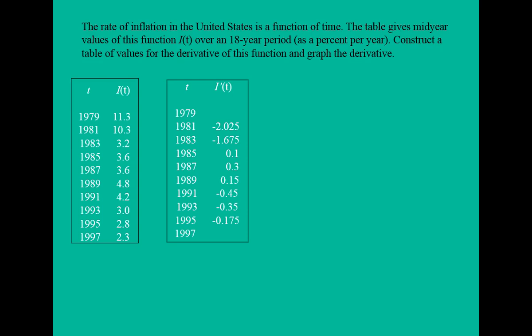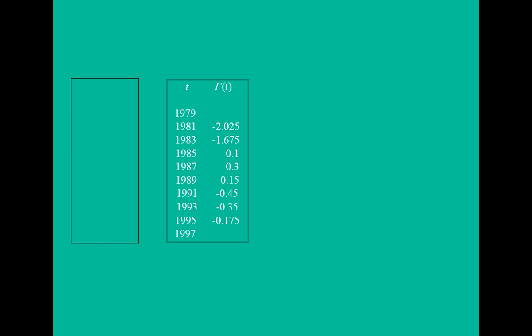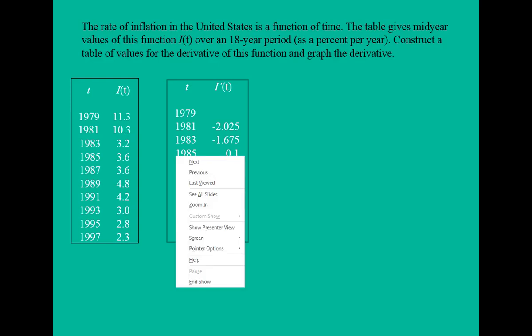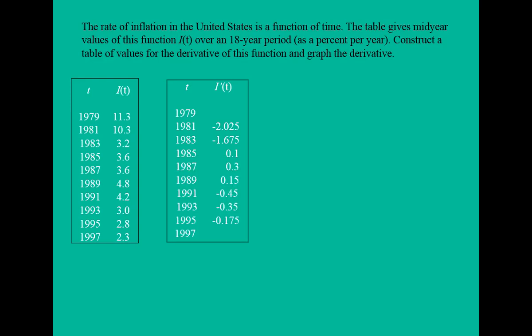Now, I do have the derivative graph up there already, but how would I have found the derivative values? Here is our I of t, and I've calculated our I prime of t. So when we're given discrete values, we know we can take the slope of the secant line if we're trying to find the slope of the tangent line.